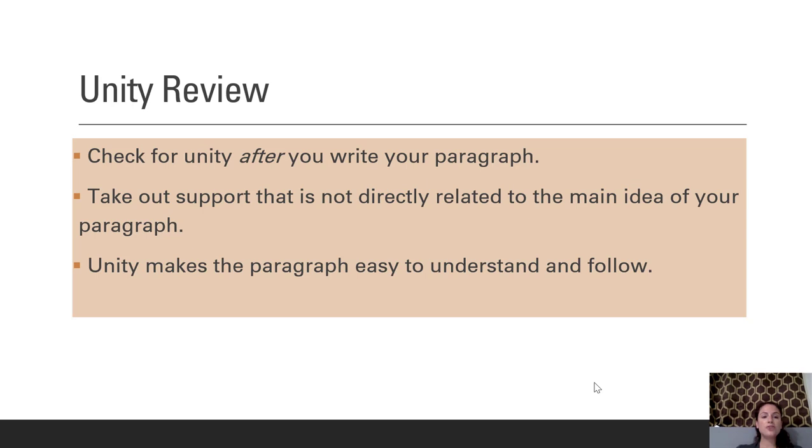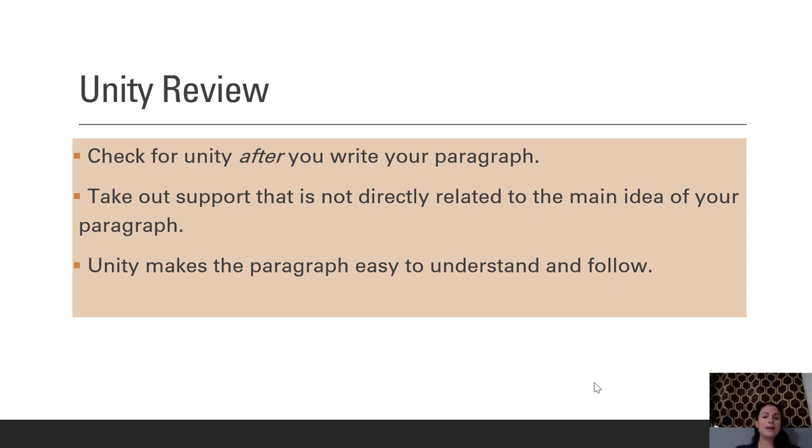So, how do we check for unity? I recommend checking for unity after you write your paragraph. If you're like me and like many other writers, you will add sentences into your paragraph that don't connect. It's okay. We all do it. You just want to go back after and take those out and say, maybe this doesn't connect.